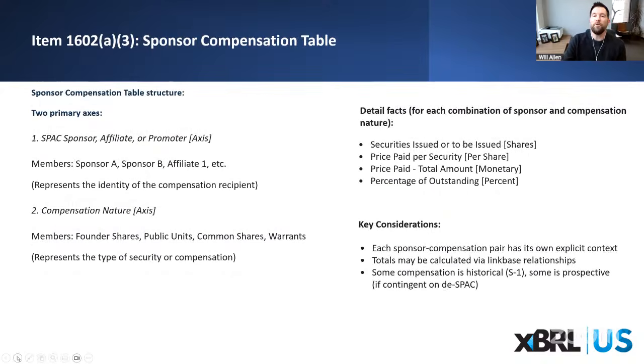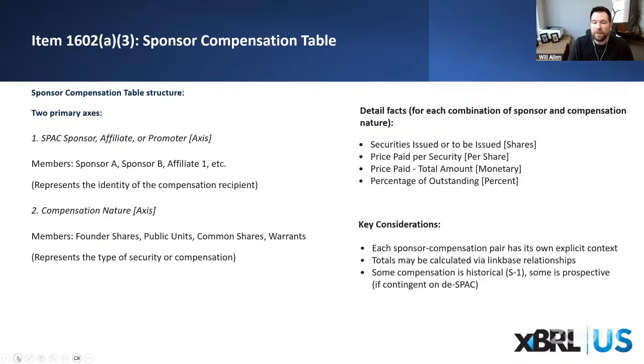So 1602A3 is the sponsor compensation table. This one is probably one of the most important tables in the SPAC offering prospectus. From a conflicts perspective, it outlines exactly what the sponsor is getting in exchange for organizing and funding this SPAC. The table uses a two-dimensional matrix. On one axis, you're looking at who the sponsors are, their identities, usually founders or principals of the SPAC and any of their affiliates.